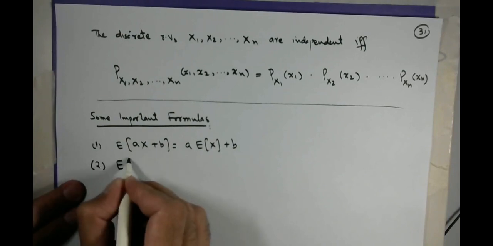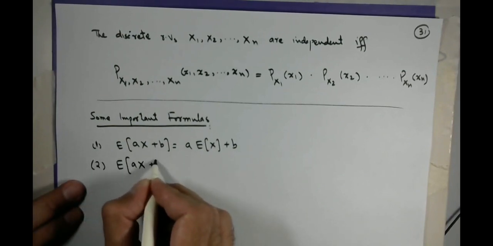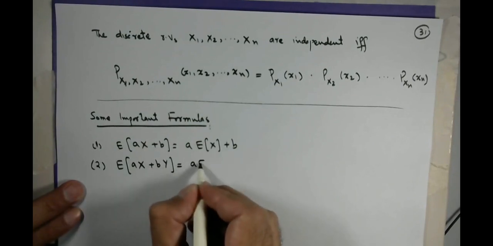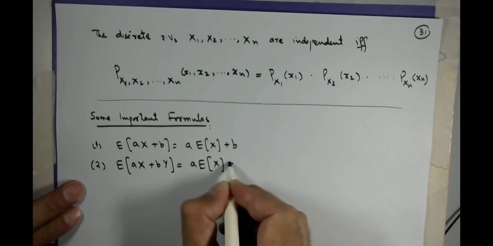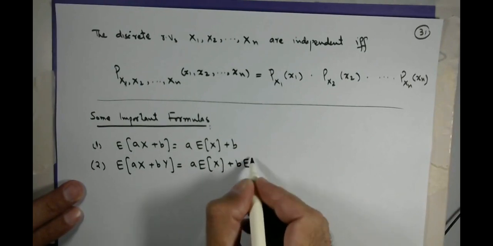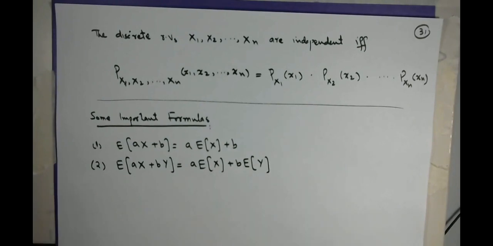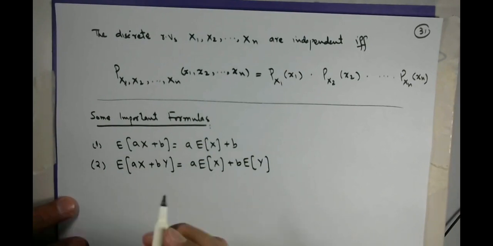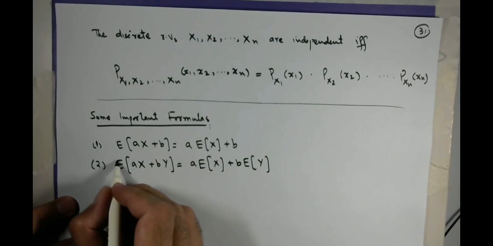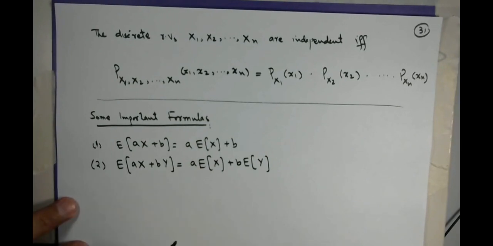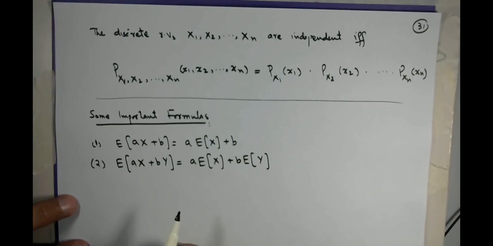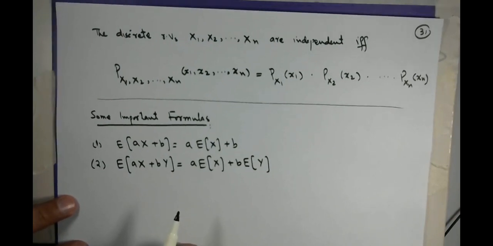Second, expectation of ax plus by is simply a times expectation of x plus b times expectation of y. You know, sum of expectations. The expectation of the sum of two random variables is always equal to the sum of individual expectations of those two random variables, no matter if they are independent or not.